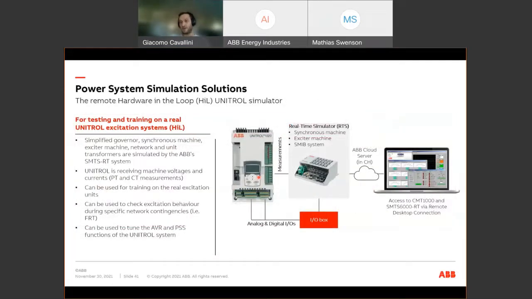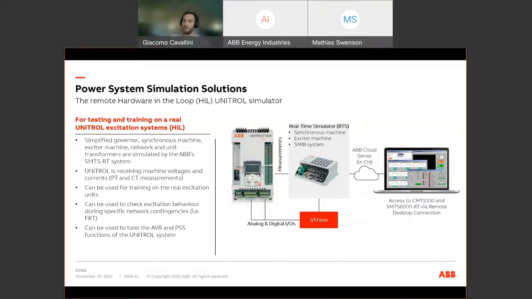Additionally, from our excitation system segment, we also offer our real-time simulators. So basically, we have a device called SMTS-RT that is simulating a conventional unit. So it's simulating a synchronous machine and an exciter machine, transformer, and an infinite bus. So that's a single machine infinite bus system. And we connect via hardware, via copper, our excitation controls. And these are used for real-time simulation, to really verify how the excitation system behaves. And we have both Unitrol 1000 hardware in the loop, and we have also Unitrol 6000 options.